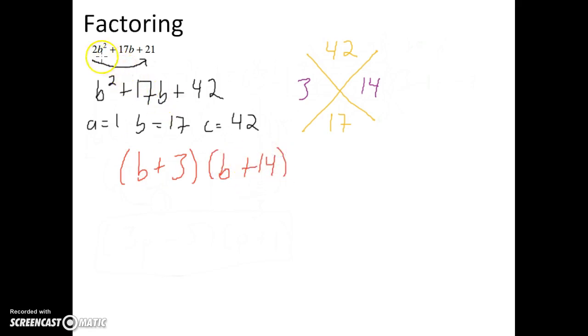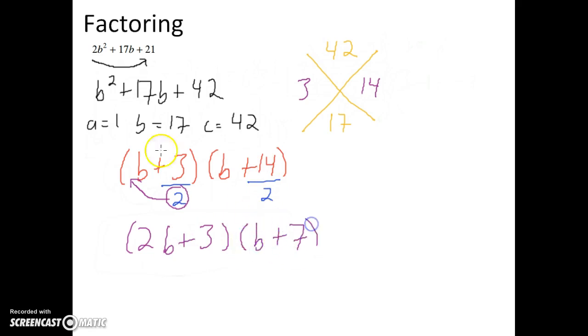That 2 that slid down at the start needs to be divided out now. So we divide the 3 by 2, we divide the 14 by 2. Can't do 3 divided by 2, so that 2 is going to come out in front of the b. 2b plus 3. Over here we have 14 divided by 2, which is 7, so we get b plus 7. So always remember, if you ever slide it down, divide it out.